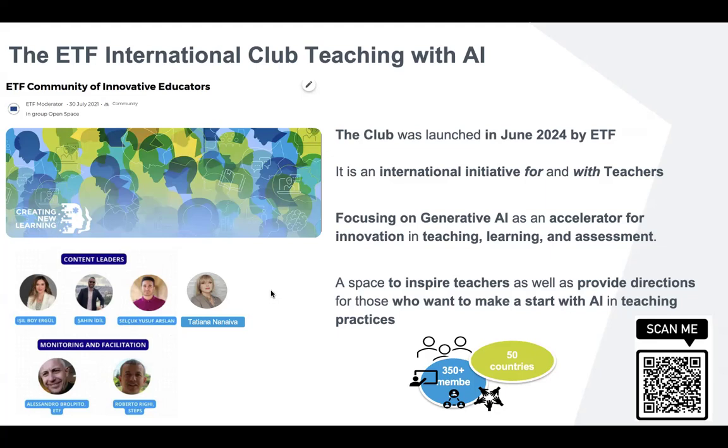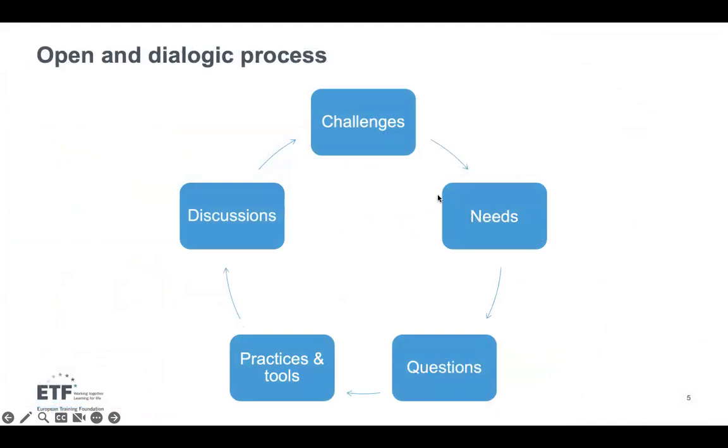So we launched this new learning club, this, let's say, smaller group of innovators working with AI, in June last year. We have more than 350 members from 50 countries, so it's a rather active and I would say even growing group. We have some content leaders, you can see them there, from Turkey and from Ukraine, members of the community who took the leadership from a content point of view. We have my colleague Alessandro Brolpito, who is leading this specific work, while I'm leading on the overall community of innovative educators.